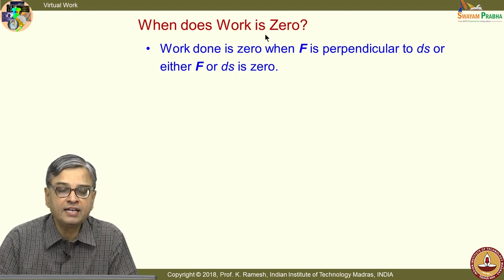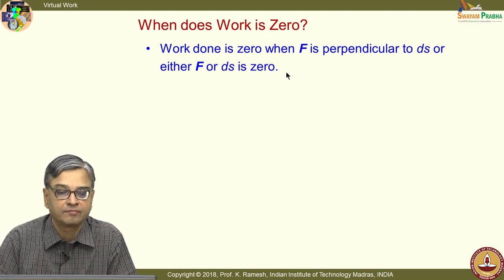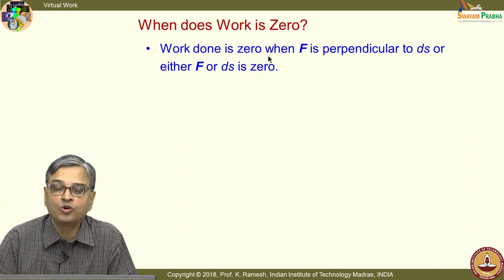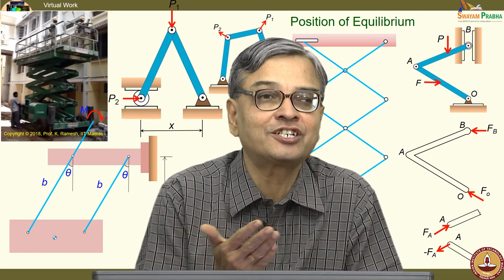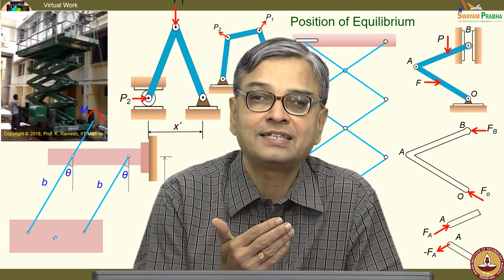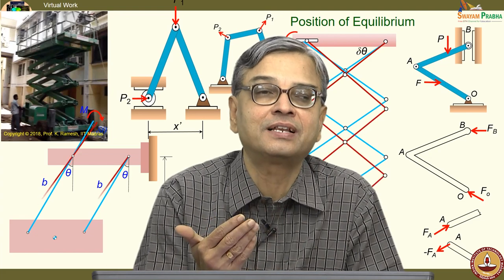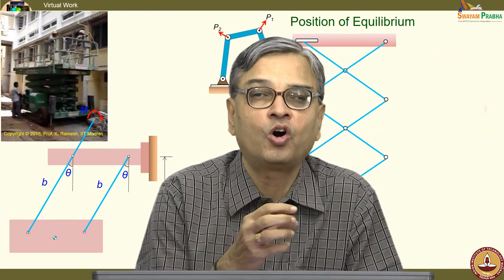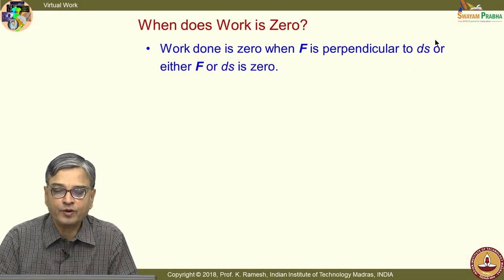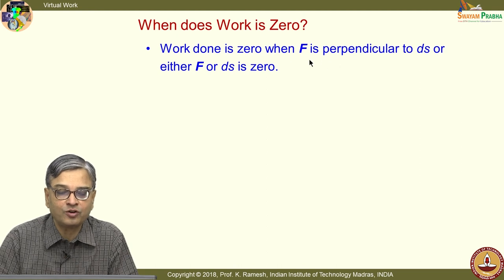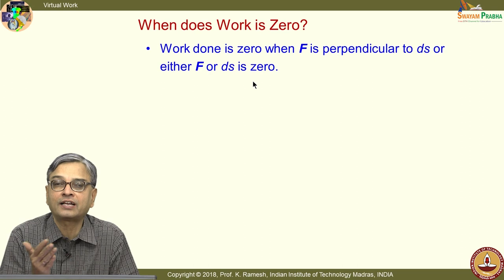We will have to know when work is 0. Work done is 0 when the force is perpendicular to ds. We have already seen the normal component did not do any work. It is only the tangential component that contributed to work. These concepts may appear simple, but when you employ them for a problem, all these properties are useful. And it is also quite obvious, since I find out work as the product of the force and the displacement, if either force or ds is 0, the net work done is going to be 0.